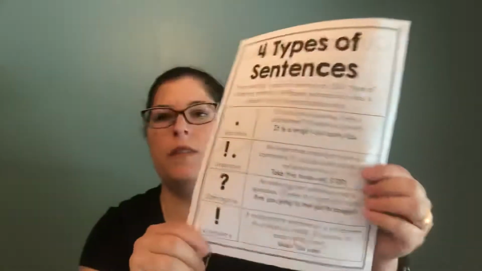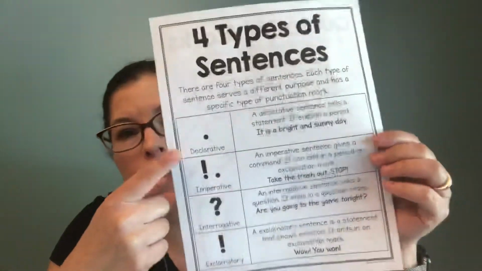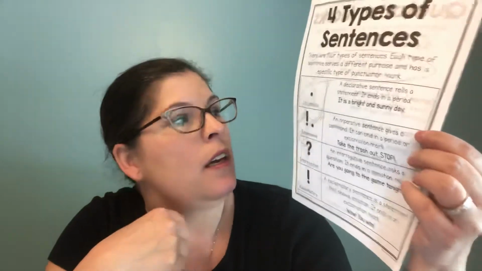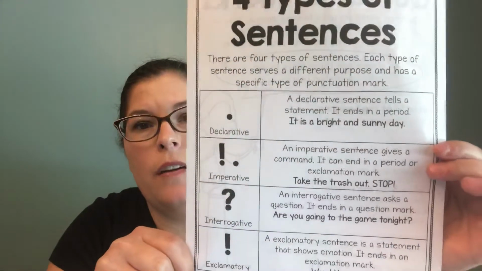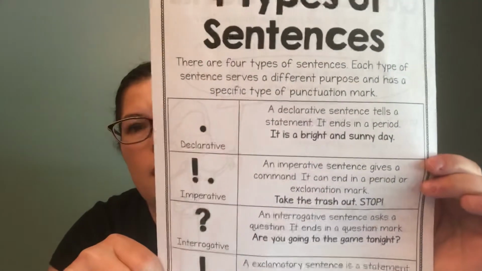Okay, so next thing you're going to look at is, so we know the quotation marks, 4 types of sentences. Our declarative sentences, which gives information, ends with a period. So, it gives a statement, it ends in a period. It is a bright and sunny day. That is a declarative sentence.